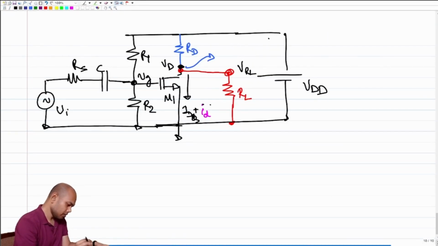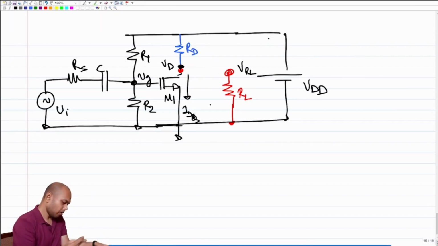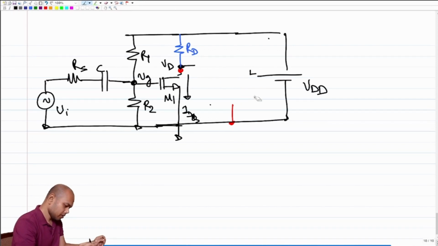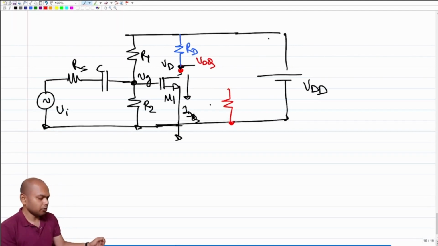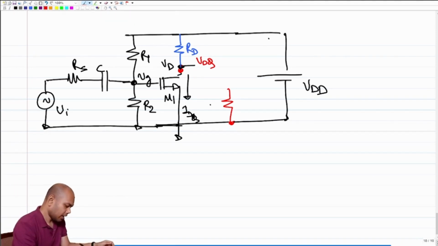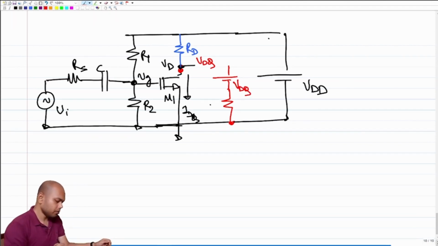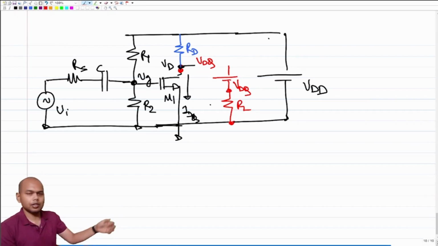So let's see what the problem is. Let's forget about small ID for the time being. The problem is this is loading, right? So what is the solution? Let's say I knew a priori that the voltage at VD is VDQ, equal to VDD minus ID RD, right? And I figured out what the value was, and I put a battery VDQ in series with RL, right?